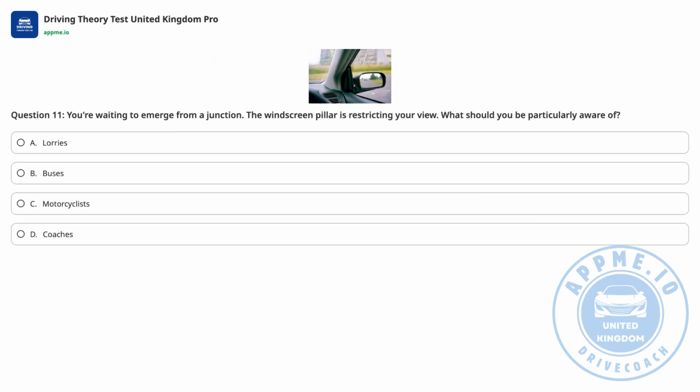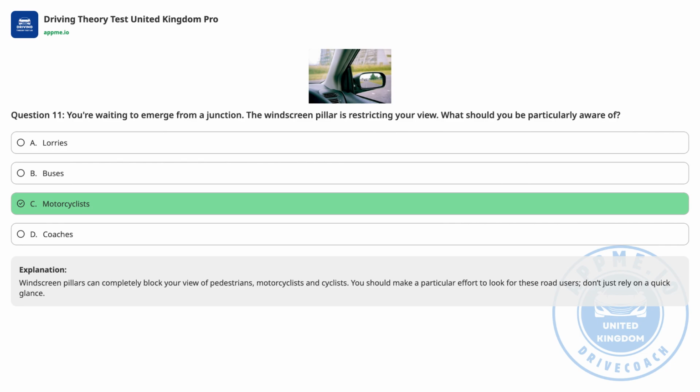Question 11. You're waiting to emerge from a junction. The windscreen pillar is restricting your view. What should you be particularly aware of? A. Lorries. B. Buses. C. Motorcyclists. D. Coaches. The correct answer is C.